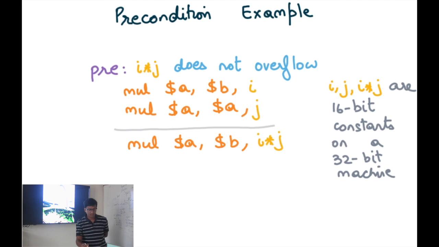Here's another example of a precondition. So let's say my architecture has an instruction which takes constants, but the constants are limited to, let's say, 16-bit constants. And let's say the machine was 32-bit, which means these registers are 32-bit. So, when I write an instruction like mul $a $b I, it means you multiply I by the contents of $b, and then you store that into register $a. And similarly, you can do that with J.